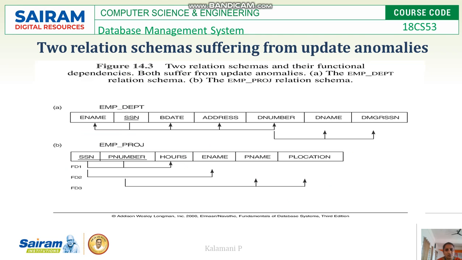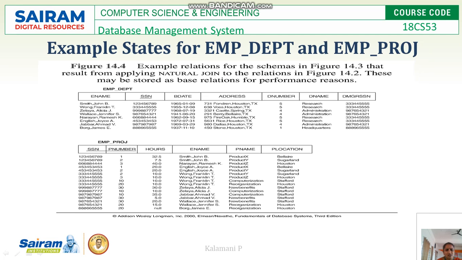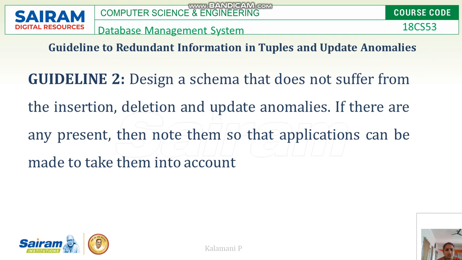For example, suffering from update anomalies, we have emp department and emp project, examples that we have already seen. So the guideline is that we have to design a relation that does not suffer from insertion, deletion and updation anomalies. This is the second guideline. The first one: the semantics of the attributes should be clear, the relation should be clear. Second one is to design a schema that does not suffer from insertion, deletion and updation anomalies.